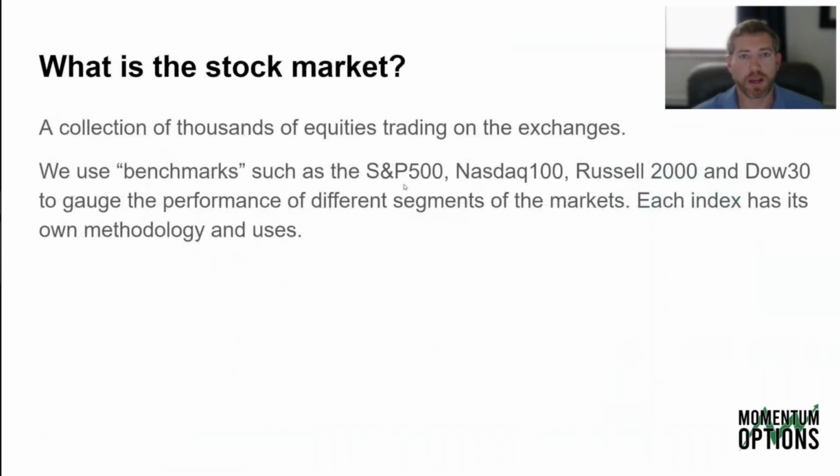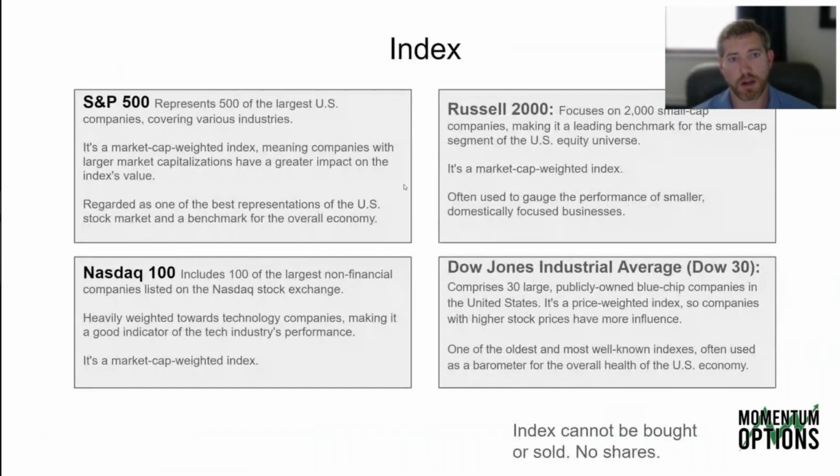So what is the stock market? If a stock is a partial ownership in a single company, the stock market is a collection of thousands of companies that all trade on exchanges where investors try to find that equilibrium of what the stock price is actually worth. So we use benchmarks like the S&P 500, the NASDAQ 100, the Russell 2000, and the Dow 30 to gauge the performance of different segments of the market. Each of these indexes has its own methodology and its own uses, and we're going to talk about that.